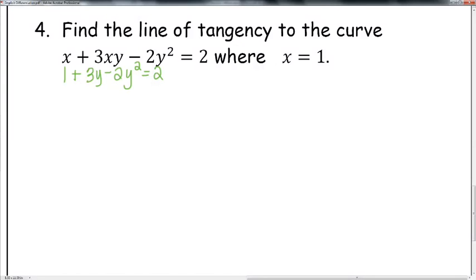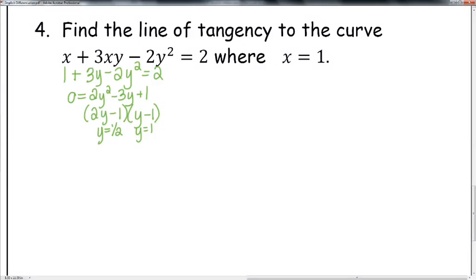So this becomes 0 is equal to 2y squared minus 3y minus 1. And if I factor that, this will give me 2y plus 1 times y minus 1. So I have two y coordinates. When x is 1, y is a half, and y is also equal to 1.